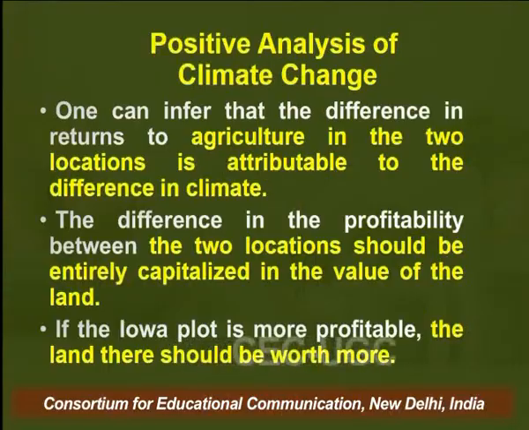So two different regions having a temperature difference, an average temperature difference of 2 degrees. Let us see what happens to their productivity and land as well as the agriculture profits. One can easily infer that the difference in the return of agriculture in the two locations is attributable to the difference in the climate. It is very interesting to observe how the difference in two regions having a different climate will impact their agriculture profits as well as the economy.